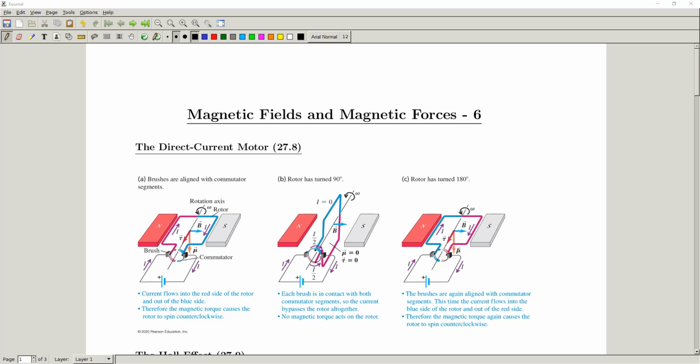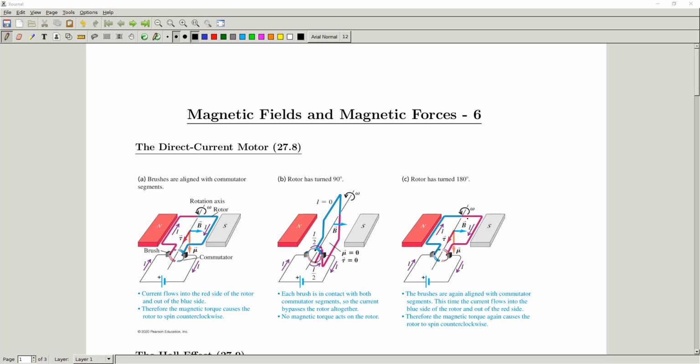It sets up the same magnetic dipole moment, which gives us the same torque, which gives us this rotation in a counterclockwise direction, and so we end up with this section of our motor here spinning faster and faster, right? And this is basically a simple version of how all of these DC motors are going to work.